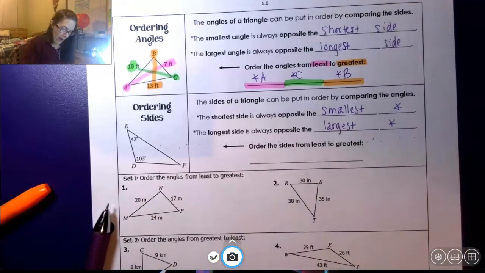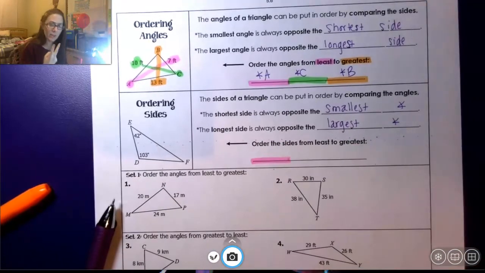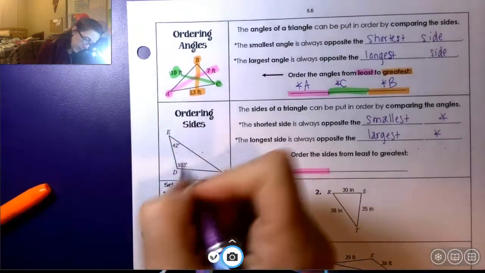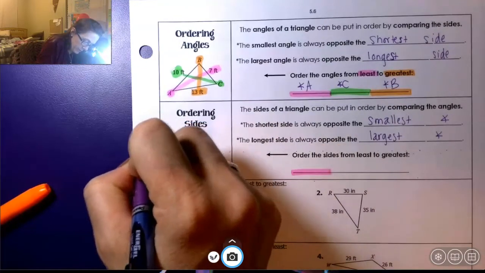So again, I'm going to do pink for the smallest one. Now they only gave me 2 angles. Again, all angles of a triangle always add up to 180. So I can go ahead and add those together. 103 and 42.